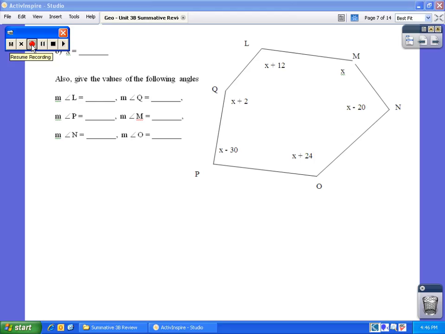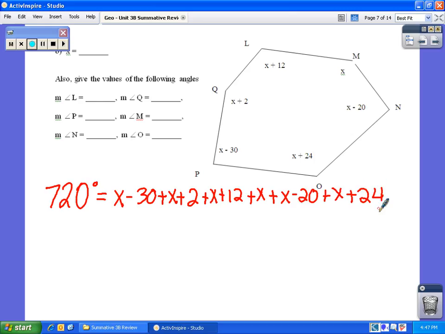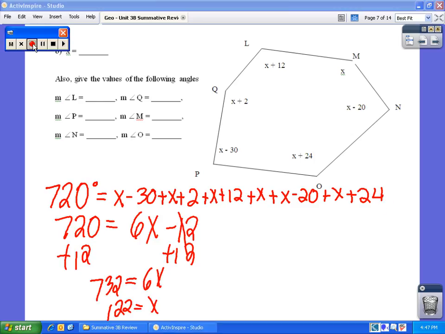This problem is completed a similar way. Since there are 6 angles on this hexagon, I set the 6 angles equal to 720 degrees like I did before. X minus 30 plus x plus 2 plus x plus 12 plus x minus 20 plus x plus 24 equals 720 degrees. Combine your like terms and solve for x. I got x is equal to 122.